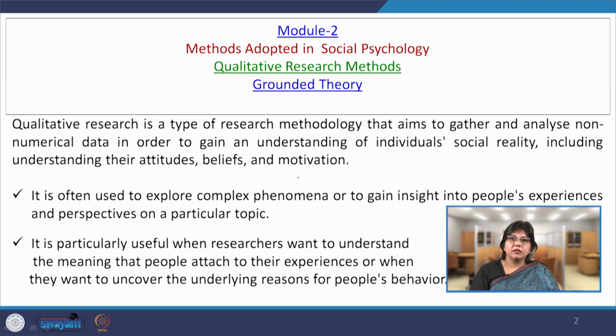Today I will discuss qualitative research methods, which is a completely different sphere of discussion, in contrast to quantitative research methods where descriptive or quantified data is analyzed. Qualitative research is a type of research methodology that aims to gather and analyze non-numerical data in order to gain an understanding of individual social reality, including understanding their attitudes, beliefs and motivation.